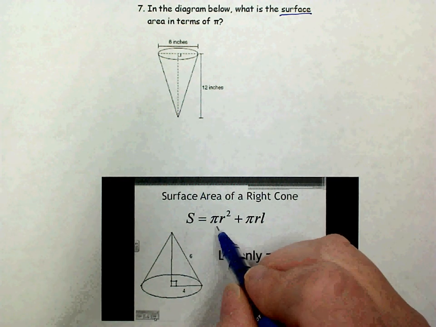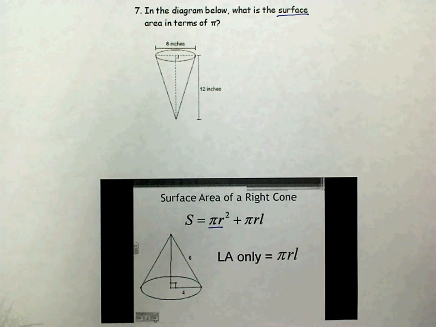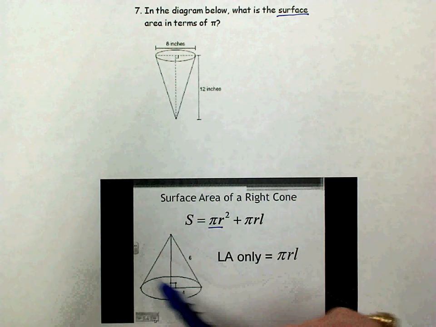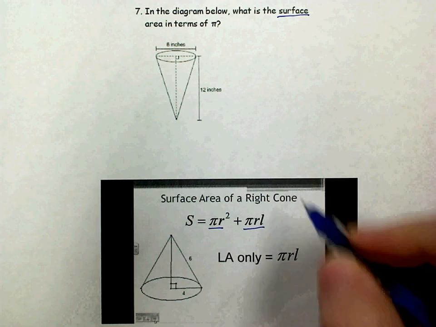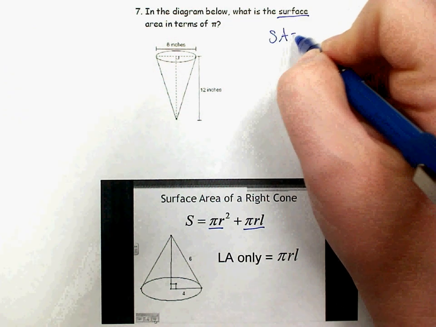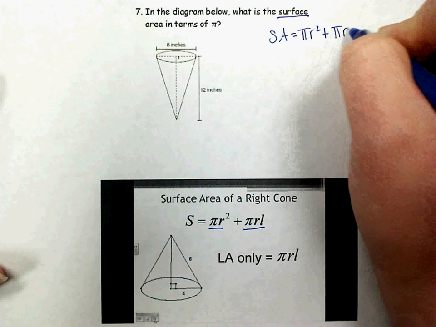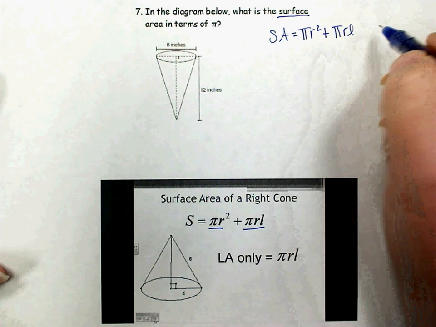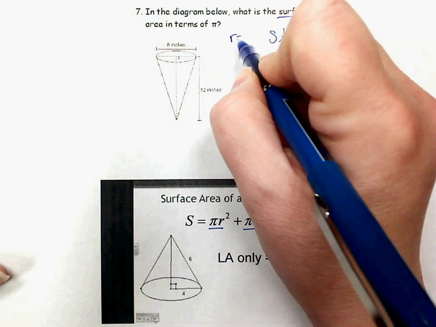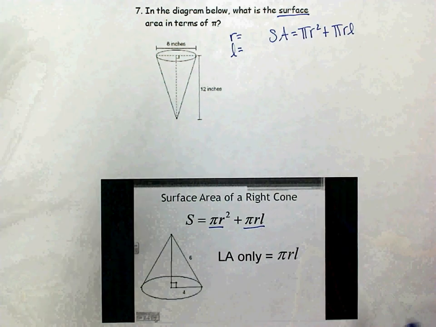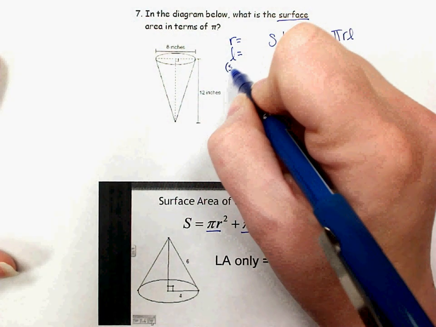We have the area of the base, which is a circle, pi r squared, plus that lateral area, which is pi rl. And we want the entire surface area, so we want both of those, pi r squared plus pi rl. So that has two variables in it. We have to know what is our radius and what is our L, which remember is the slant height.